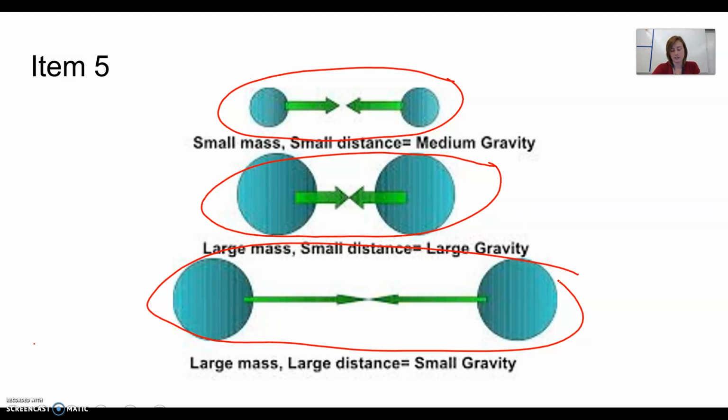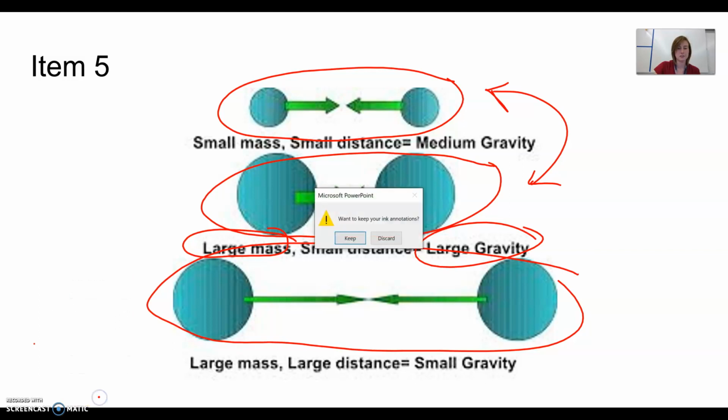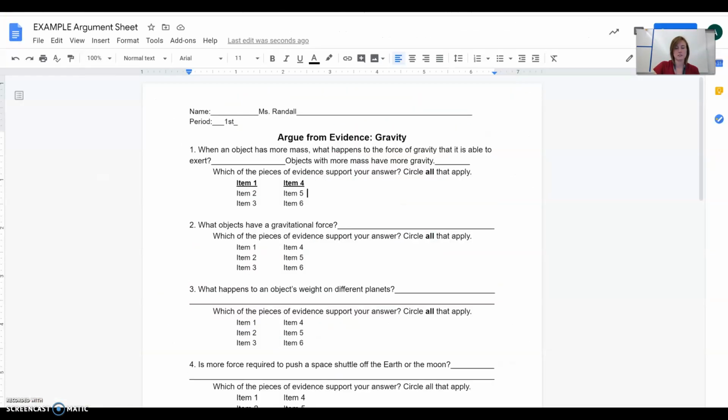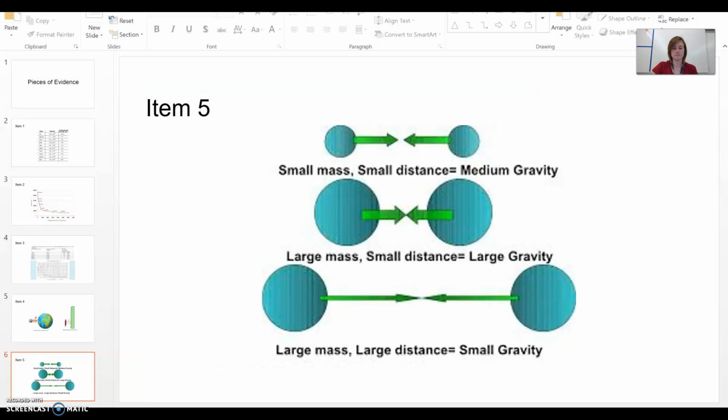So this would work as our answer for question 1, because it is showing us that more mass equals more gravity, because we can see these first 2 have the same distance apart, well, pretty much the same distance apart from the middle of them, but the ones with the larger mass have the larger gravity. So that would work. Let me exit out again. Whoops, come on. Technical difficulties here. Switching back and forth. Okay, item 5 works. And then let's look at item 6, last one.